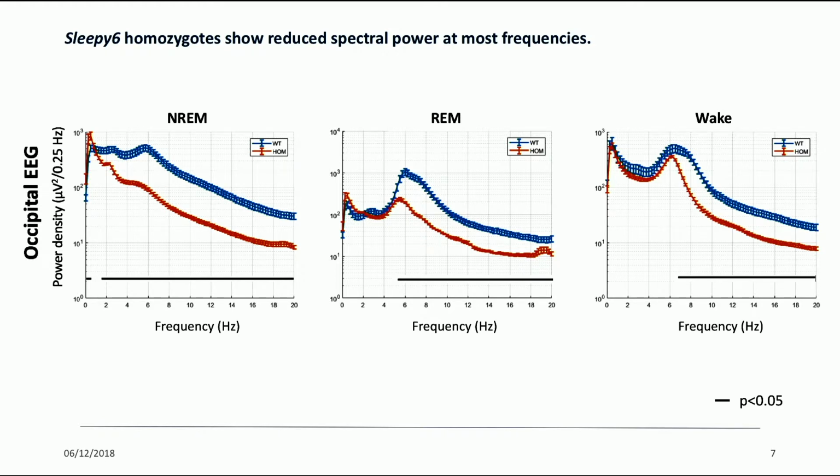across most frequencies, except the very slow frequencies, around 0.5 hertz. And this is observable in all states and in the frontal derivation as well. If you look at the LFP, you have the same. And that was extremely striking. You don't see that very often.